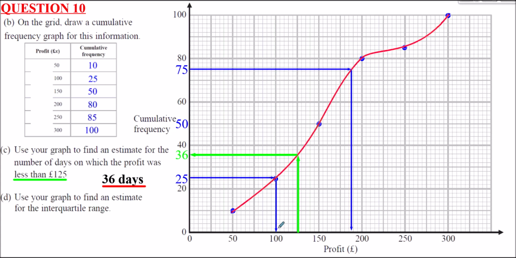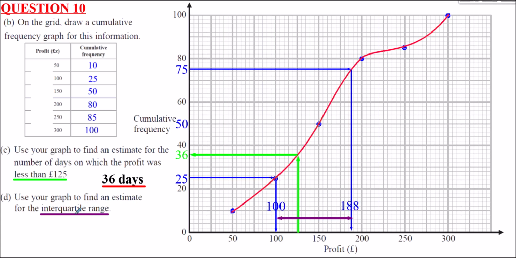So the lower quartile is 100, and by my reckoning, reading off at 75 and down here, that's 150. That's halfway between 150 and 200, which is 175, 180, 185. I think mine's about 188. Be as accurate as you can. And again, you might not have exactly the same, but you should have about 100 and 188 on either side.